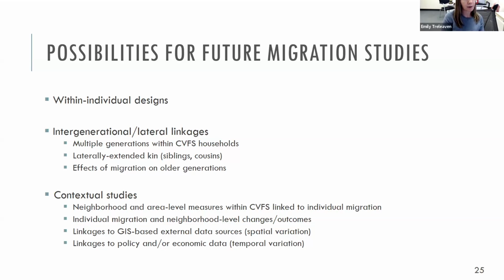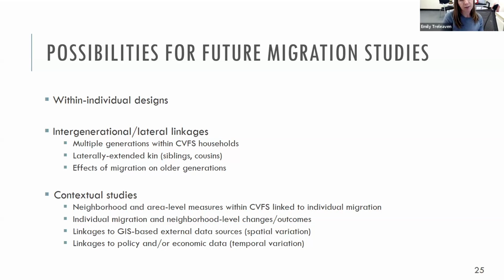I also want to highlight the possibilities for intergenerational linkages or even laterally extended kin in the same family. So siblings and cousins, we now have about 3 generations or even 4 in some CVFS households. And we could also look at effects of migration on older generations, not just on migrants' children.